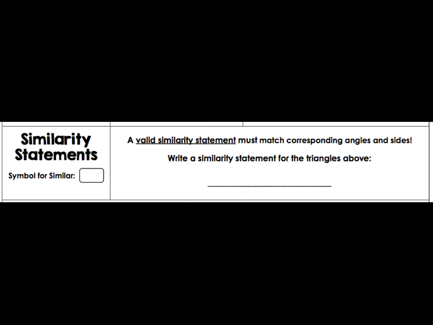Similarity statements. A valid similarity statement must match the corresponding angles and sides. Write a similarity statement for the triangles above. Now, let me just let you know that here, the symbol looks like this. It looks like a curve, and it looks like that. That's a similarity statement. When we get ready to write it out, we say triangle ABC is similar to triangle DEF. So basically, we're saying they have the same shape, but not necessarily the same size.